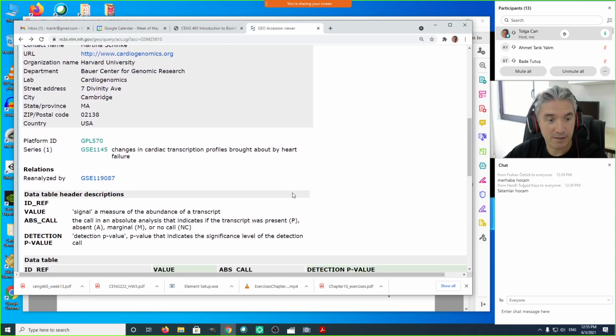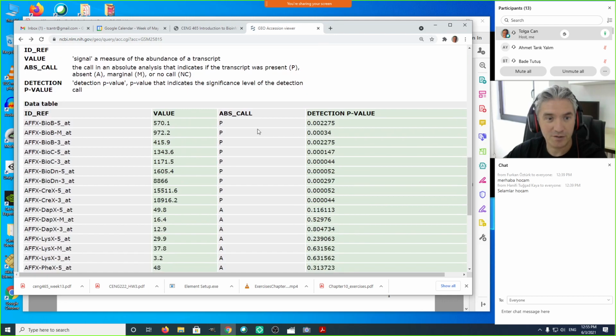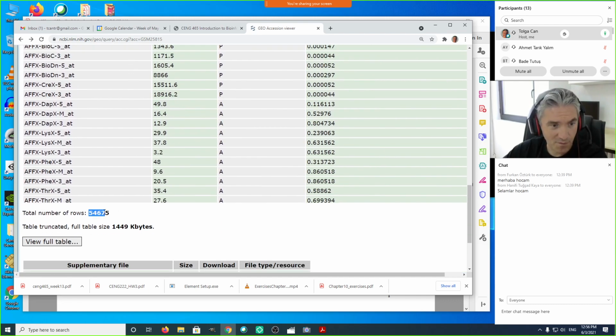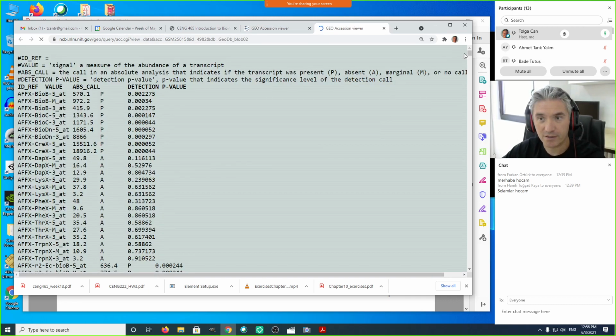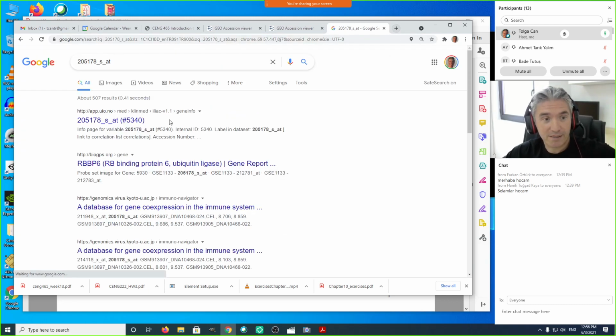So this chip, after it's analyzed, what we get here is this table. This is the actual quantitative value we're looking at. Some of these are control probes, but there are 54,000 rows here, each corresponding to some particular transcript, particular messenger RNA. When you say view full table, this is our full table. Let's take a look at what this is. This is a particular probe set ID. When we search for that, it says gene info.